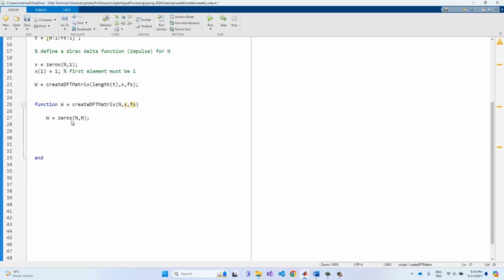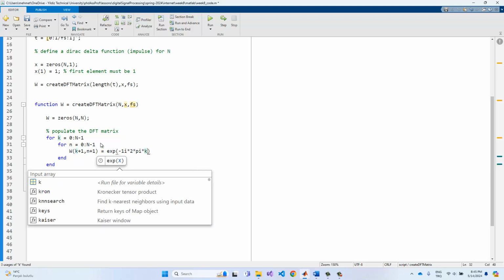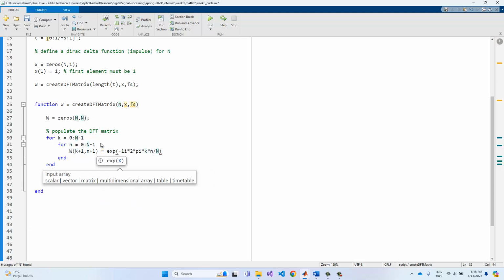Okay, and so we need to populate the DFT matrices, for k beginning with 0 to n minus 1, and for n equal to 0 to n minus 1. And so the end should be given in here. These are the creation of the matrices. We are filling the values of this term. W of k plus 1, n plus 1 can be assigned with the standard definition of the exponential function: exponential of minus 1i times 2 times pi times k times n divided by the normalization value n.